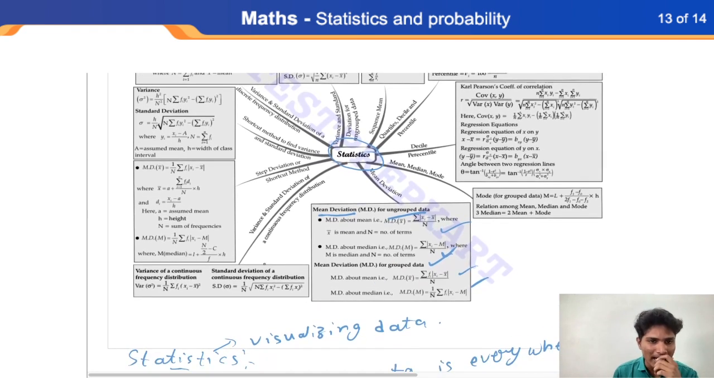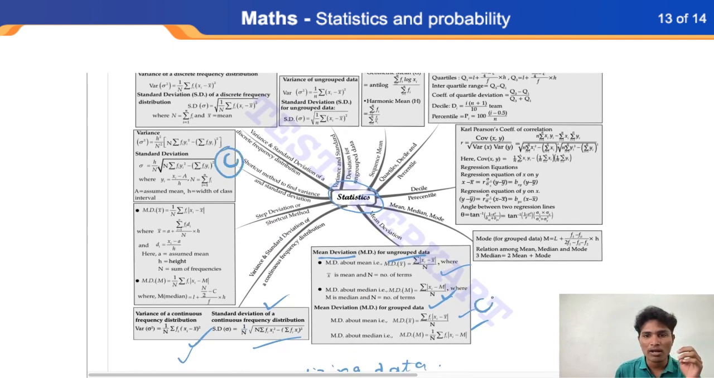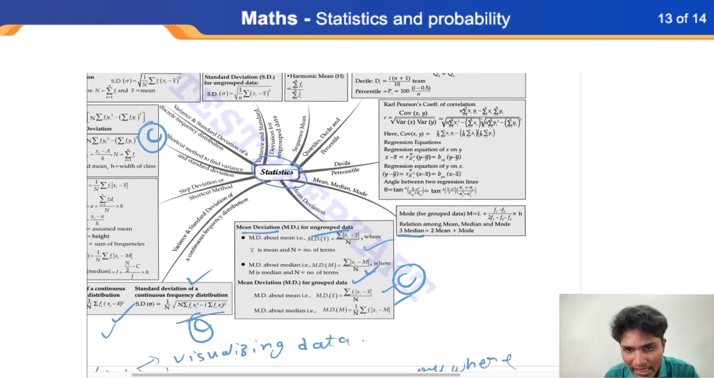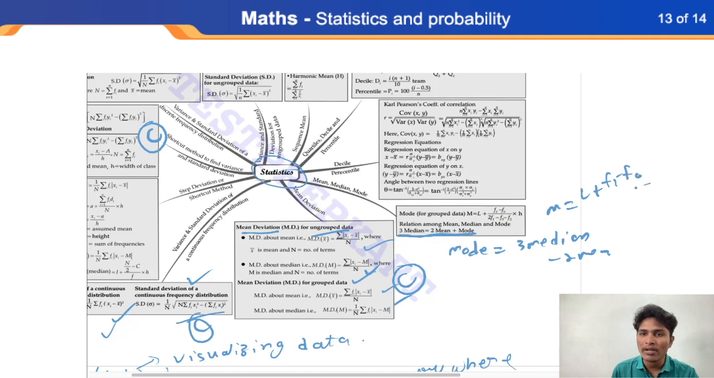I already explained the standard deviation for continuous frequency distribution. For frequency distribution I have not explained, but the important thing is how much frequency it is repeating, so you can think of addition, multiplication, division things. So this is over, and the variations concept I explained. This block is completed, this block is completed, this block is completed. I already explained this relation, 3 median equals 2 mean plus mode, that is, to calculate the mode, 3 median minus 2 mean. And mode for grouped data is equal to L plus f1 minus f0 divided by 2f1 minus f0 minus f2, into h.